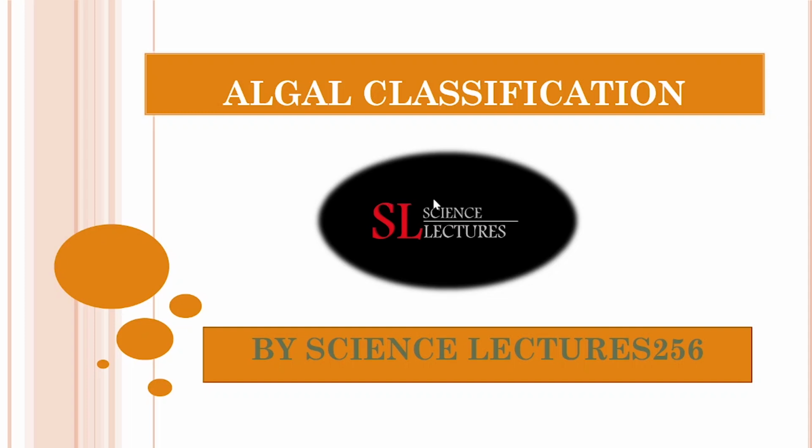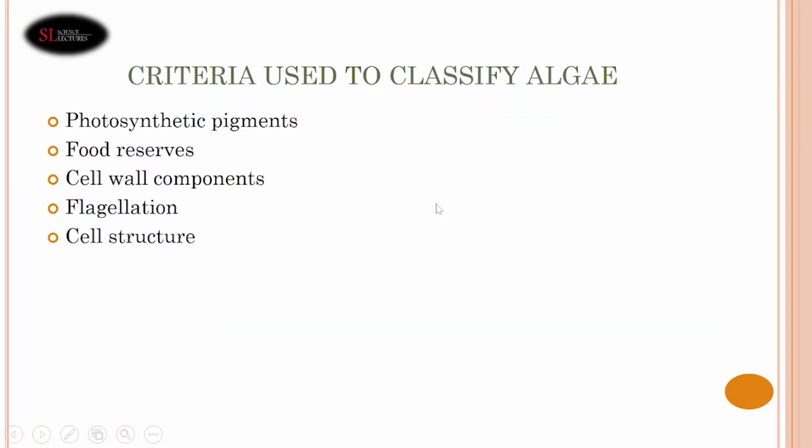There are 5 criteria that have been put up to classify algae, and what are they? Based on the nature of the photosynthetic pigments that are found within them, what food reserves they have, what makes up their cell wall, the type, length, and morphology of flagella, and then the cell structure. And we're going to discuss all of this briefly.